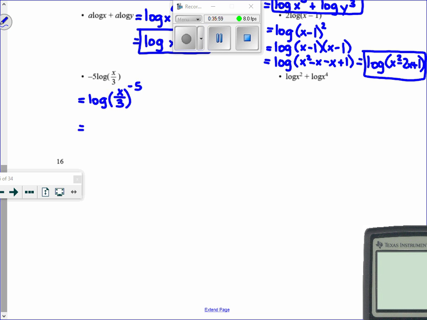5, which really means when I have a negative exponent, negative 5, just like before, when I had 2 to the negative 3, it was the same thing as 1 over 2 cubed. It's the same thing here. Because I have a negative exponent, it's the same thing as flipping, taking the reciprocal of x over 3. So it's now going to be 3 over x to the 5th power.